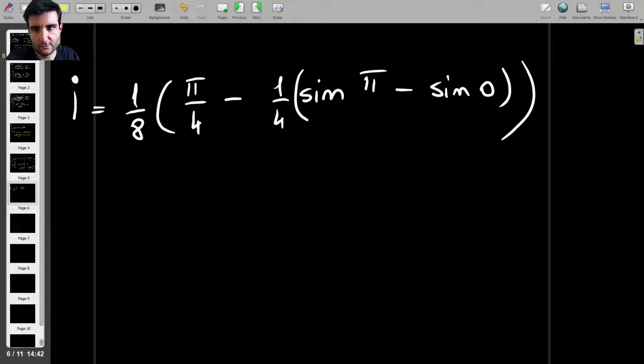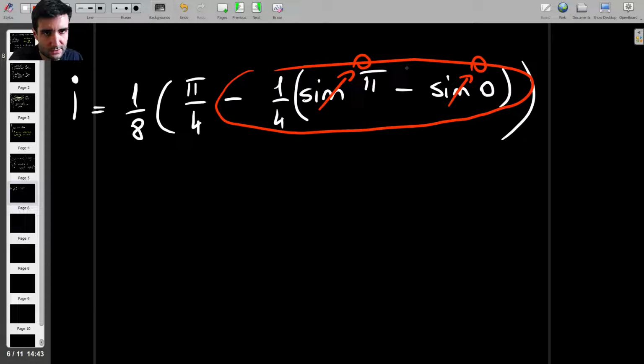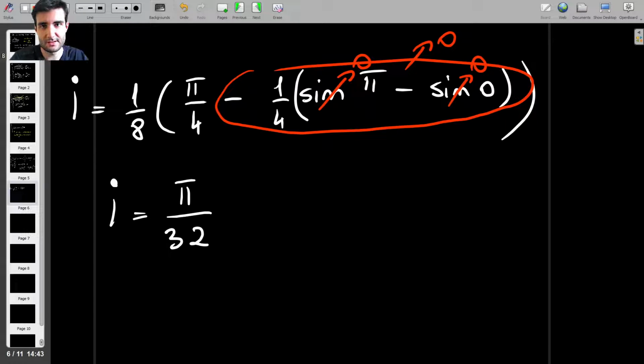We know that this is 0, and we know that this is 0, so this whole thing just cancels out, which ultimately gives us that the integral we started with is equal to pi over 32. And that's the end of the question.